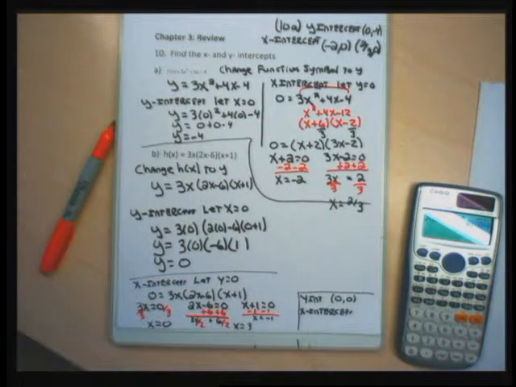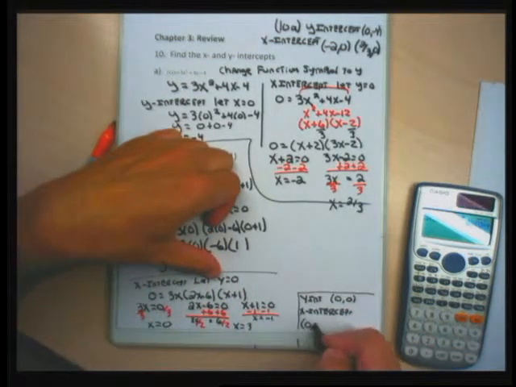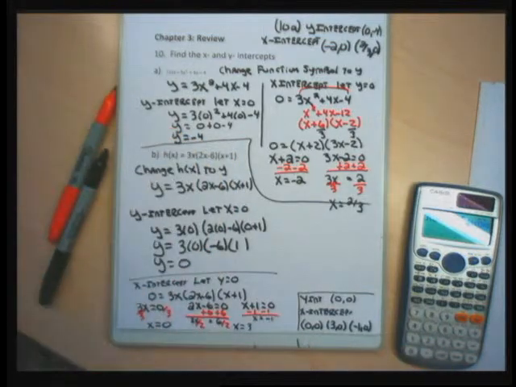So I'm going to write 3 x-intercepts. The x values are 0, 3, and negative 1, and each one has a y value of 0. So I'm going to write (0, 0), (3, 0), and (negative 1, 0) for my 3 x-intercepts.